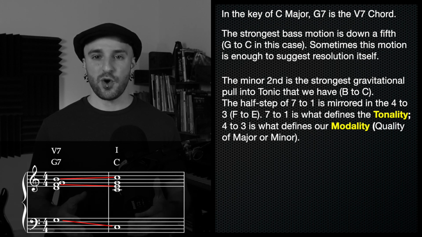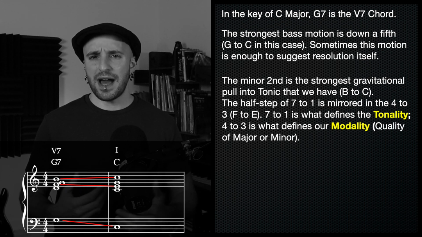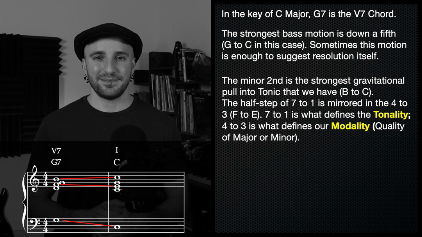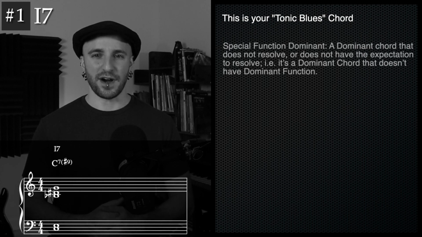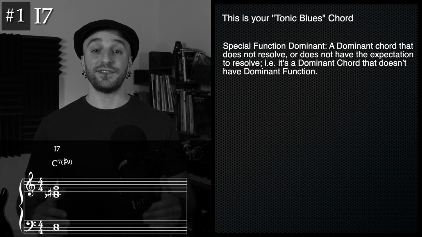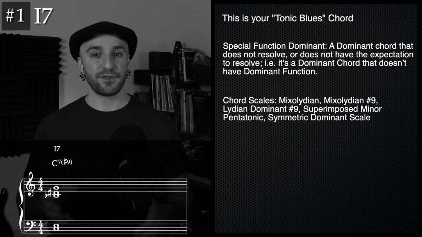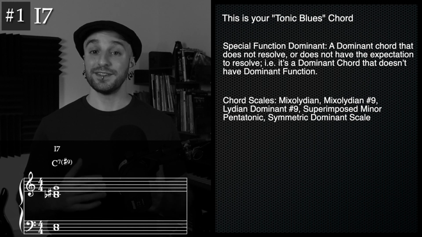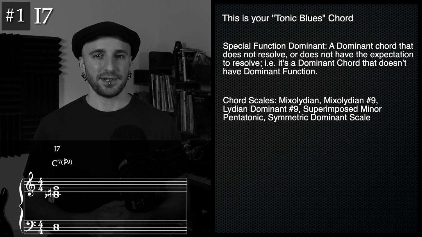But you can have a dominant chord on any degree precede the 1 chord, but they're going to have different functions and they all have different feels to them. Let's check them out. The first chord is your 1 dominant 7th chord. This is your tonic blues chord, and it's what we call a special function dominant because it doesn't resolve or have an expectation to resolve down a perfect fifth. Typically in the blues context, your 1 chord, your 5 chord, and your 4 chord are all dominant chords, but none of them are functioning as a typical dominant chord.